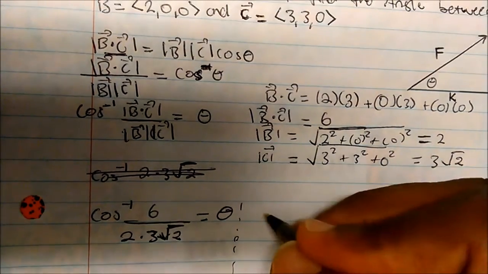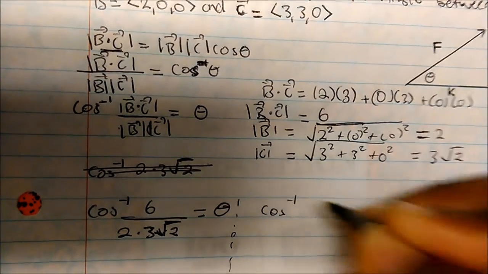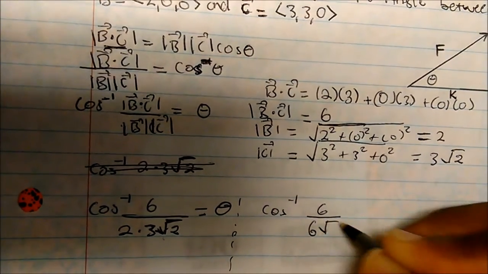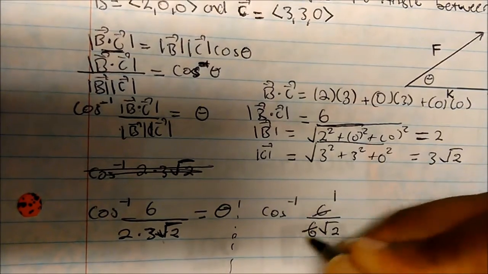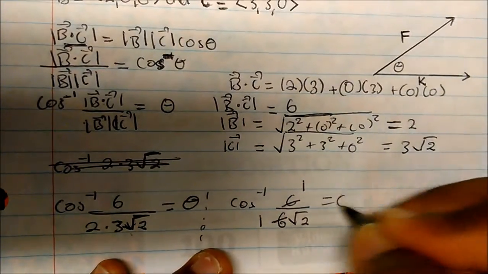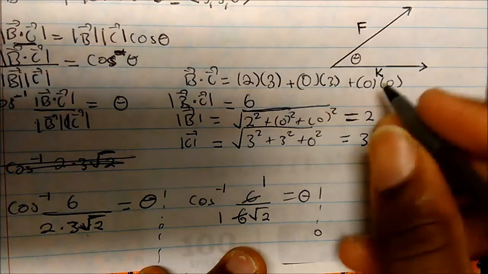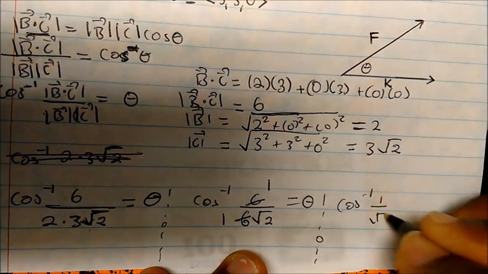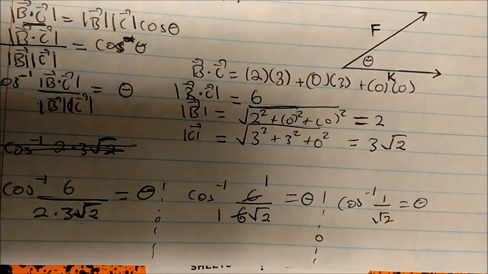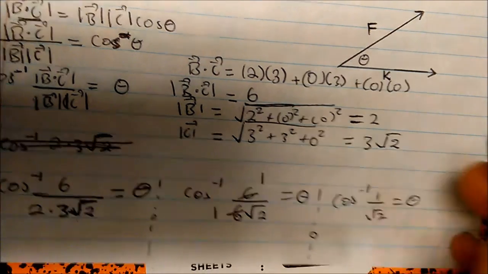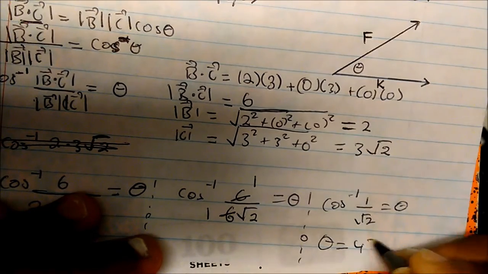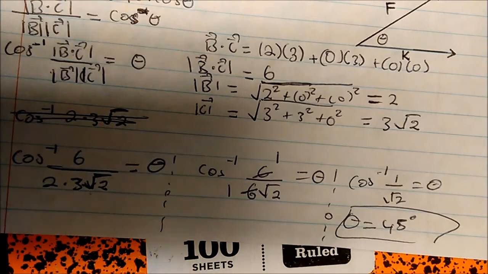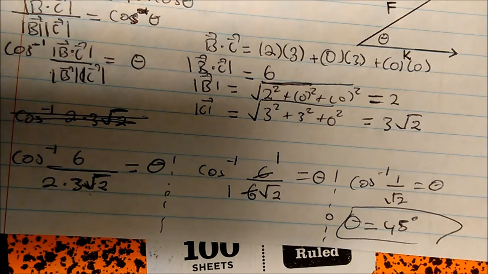Now simplifying a little bit more, this becomes cosine inverse of 6 divided by, well, 2 times 3 is 6. So this becomes 6 square root of 2. And if I simplify this as they're being multiplied, that is equal to theta. So therefore, cosine inverse of 1 over the square root of 2 will be equal to theta. If I pull out my calculator and get cosine inverse of 1 over the square root of 2, theta will just be equal to 45 degrees. Okay, so that's how we find the angle between two vectors using the dot product.